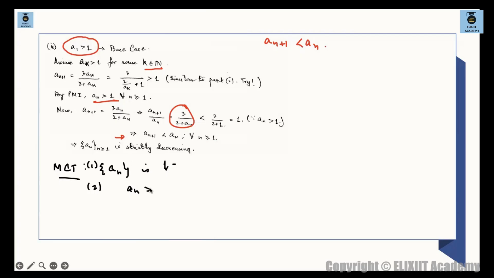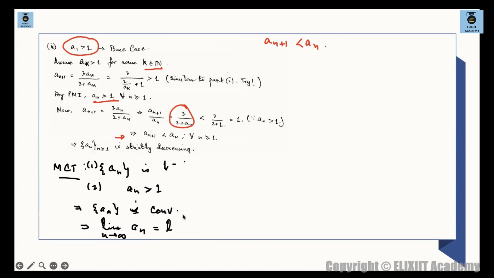Bounded below means the minimum value is given. We just proved in the second part of the question that the sequence is bounded below by 1. This simply means AN is convergent, using the monotone convergence theorem. And if AN is convergent, which has the same meaning, the limit as n tends to infinity of AN will be some finite quantity L.